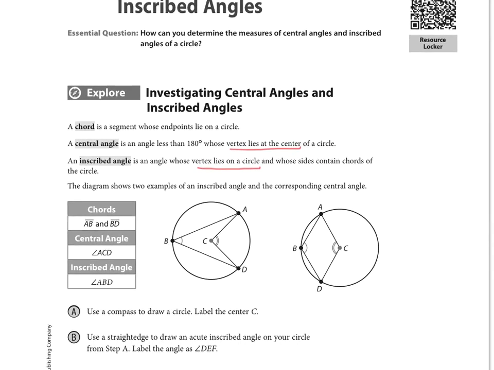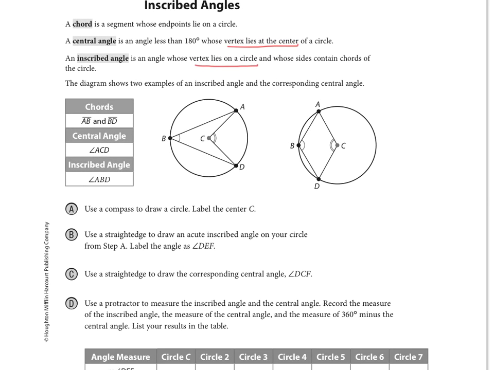As we're looking at the diagrams here, you can see some examples of a central angle. So this ACD is a central angle, and then ABD is an inscribed angle. So we're going to talk about the relationships between the sizes of these angles in a little bit. This is all we're going to talk about on this page though, so you can go over to page 780 next.